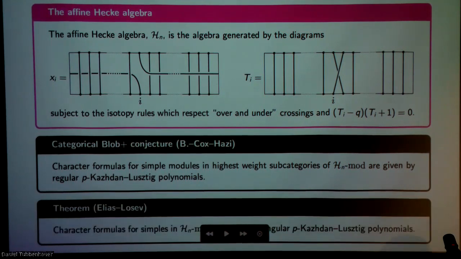Cool. So, I don't know how to get rid of this symbol that's turning up in the middle of everything. So a related theorem of Elias and Losev is that, so here, the way I managed to make this work was, this is about cyclotomic Schur algebras.